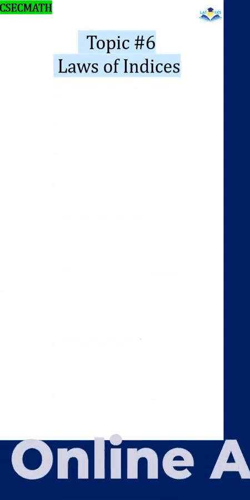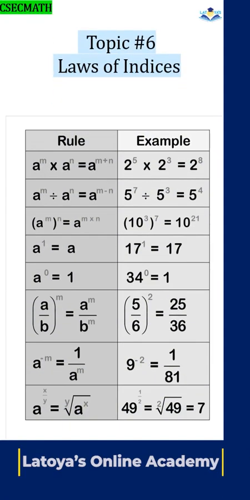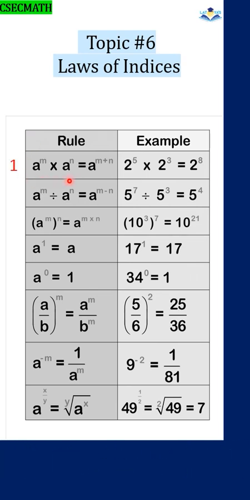We are continuing with our CSEC math review, laws of indices. Rule number 1. When multiplying indices with the same base, we add the powers. As seen in this example, we are multiplying with the same base, which is 2, so we simply add the powers. 5 plus 3 is 8, so we raise 2 to the power of 8.